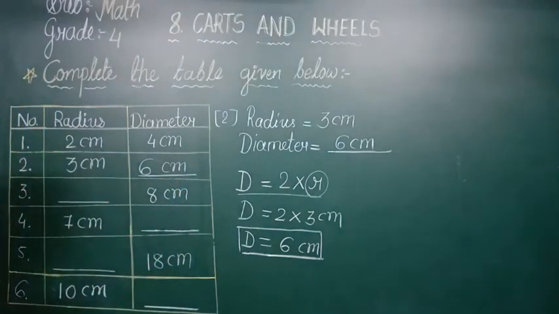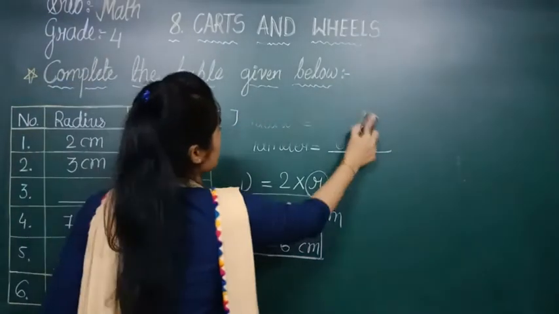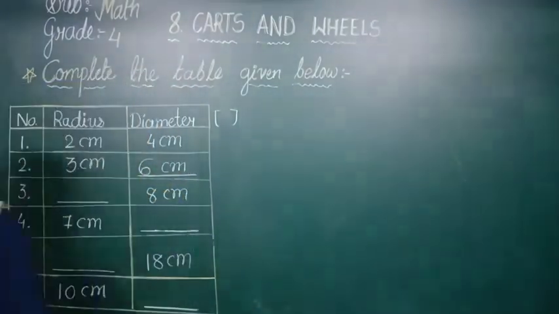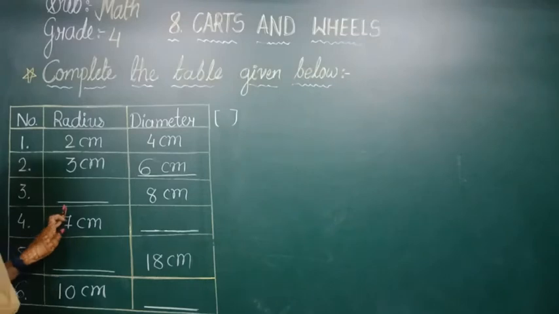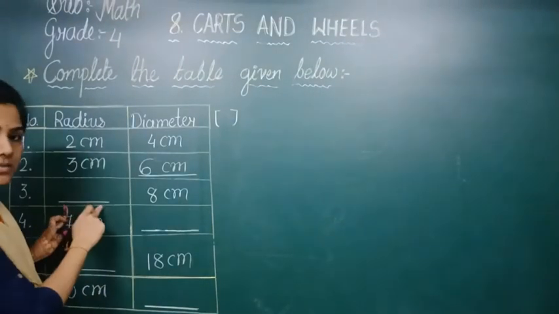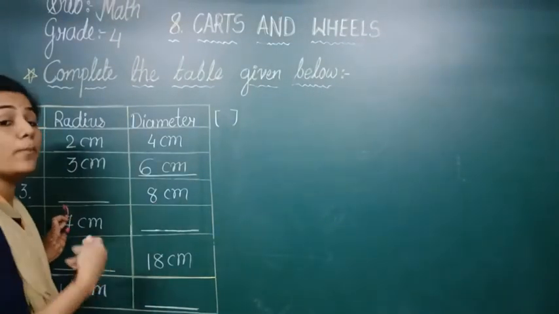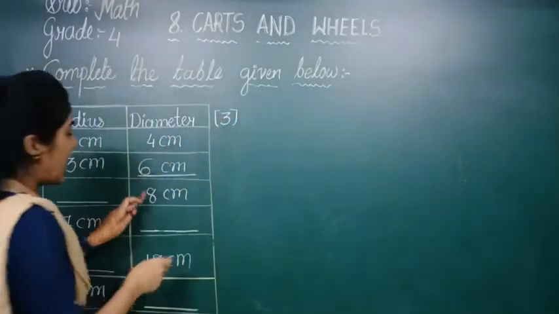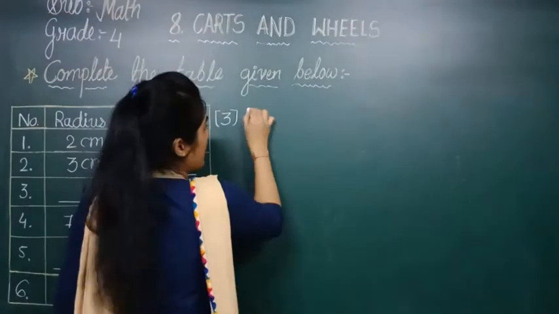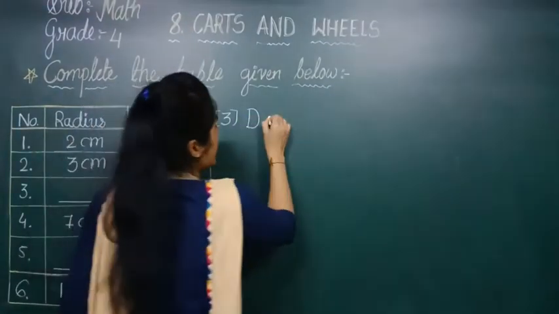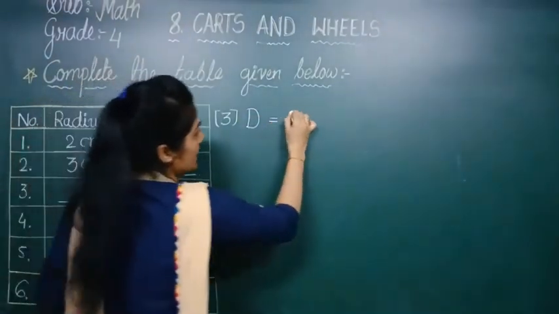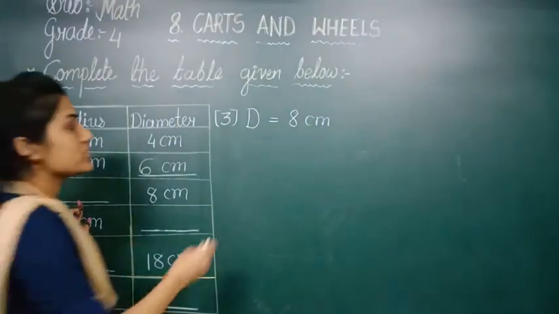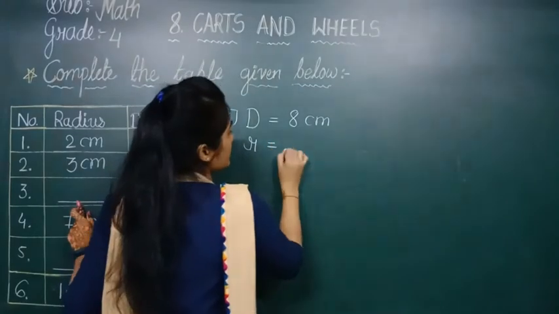Now the remaining numbers we have to solve like this. Now check number 3. In number 3, blank is given in the space of radius, right? And diameter is given opposite. So firstly, number 3 I am writing. Diameter is given 8 centimeter. So I am mentioning with the short form D. D is given 8 centimeter, and we have to find the radius. So small r I am mentioning, right?